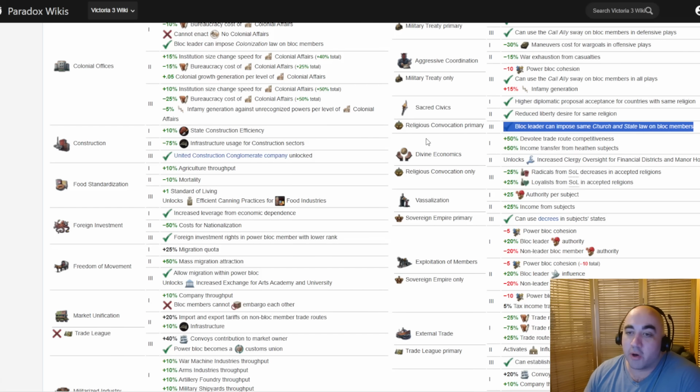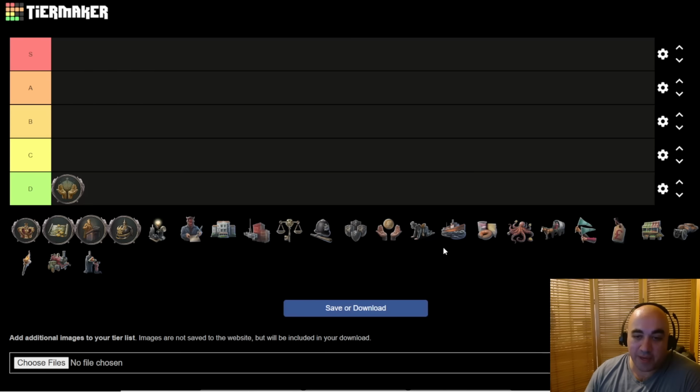And Bloc Leader can impose the same church and state law on Bloc members, so you can make people state religion. This is going to be important for maintaining cohesion, because if anyone goes total separation, it will tank your cohesion really hard, and you need cohesion to generate more mandate. Generating mandate is going to be important because it allows you to do things more flexibly in terms of slotting around different principal groups, which is going to be a play pattern that is useful. So we are going to put this up in C tier for that.